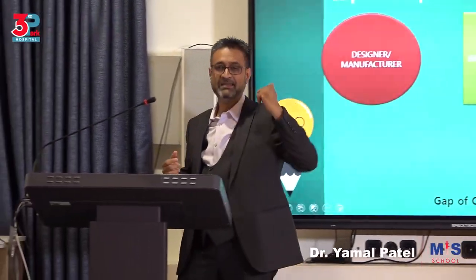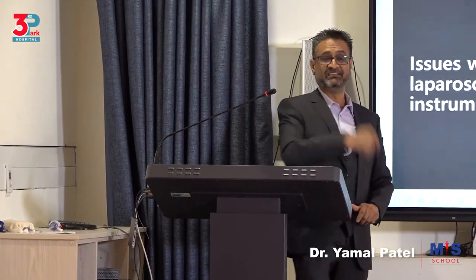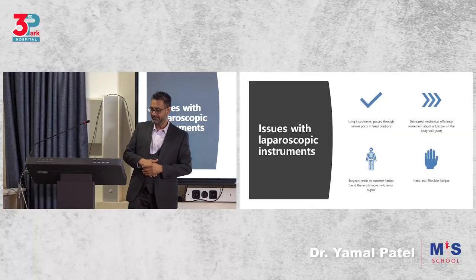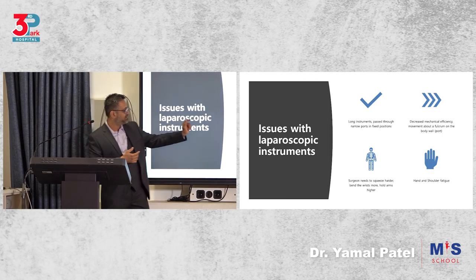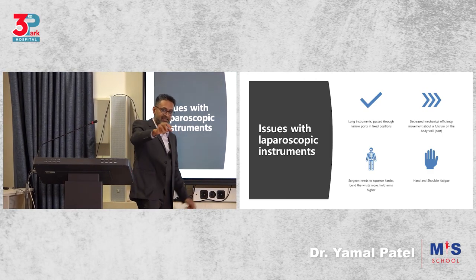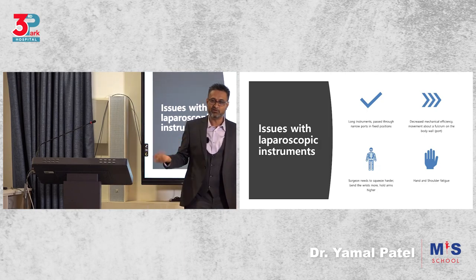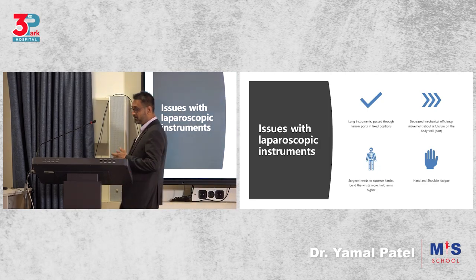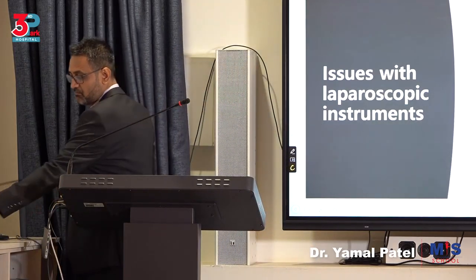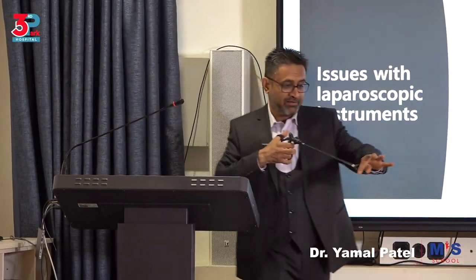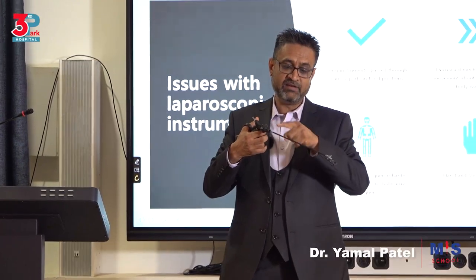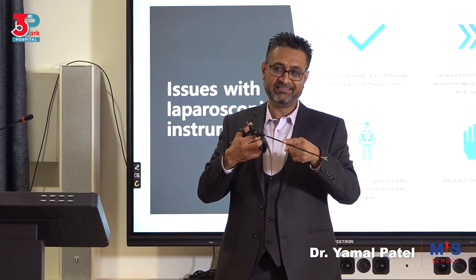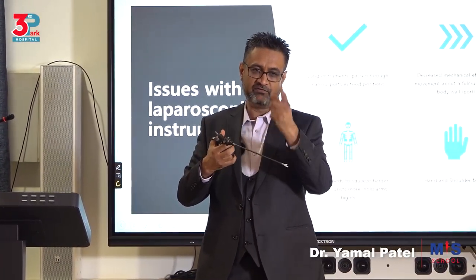So this is a problem. This leads us to more injuries because we are using the same size, whether it's small or big for us. Then issues with instruments. The instruments are long instruments. They are passed through narrow ports and then they are in fixed positions because of the fulcrum. So you have to remember, when you are trying to grip something here, in an open surgery, the fulcrum is in the middle, like in a scissors or an artery forceps, agreed?